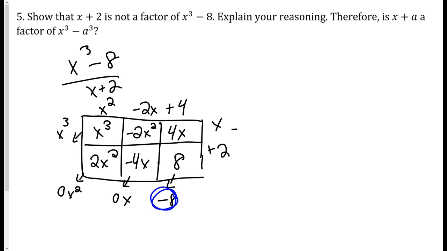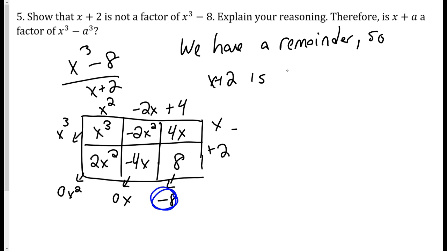We'll save that for the end of the unit when we start getting remainders. But clearly there's nothing times x plus 2 that gives me x cubed minus 8. So because we had that remainder, it's not a factor. So we have a remainder. So x plus 2 is not a factor of x cubed minus 8.